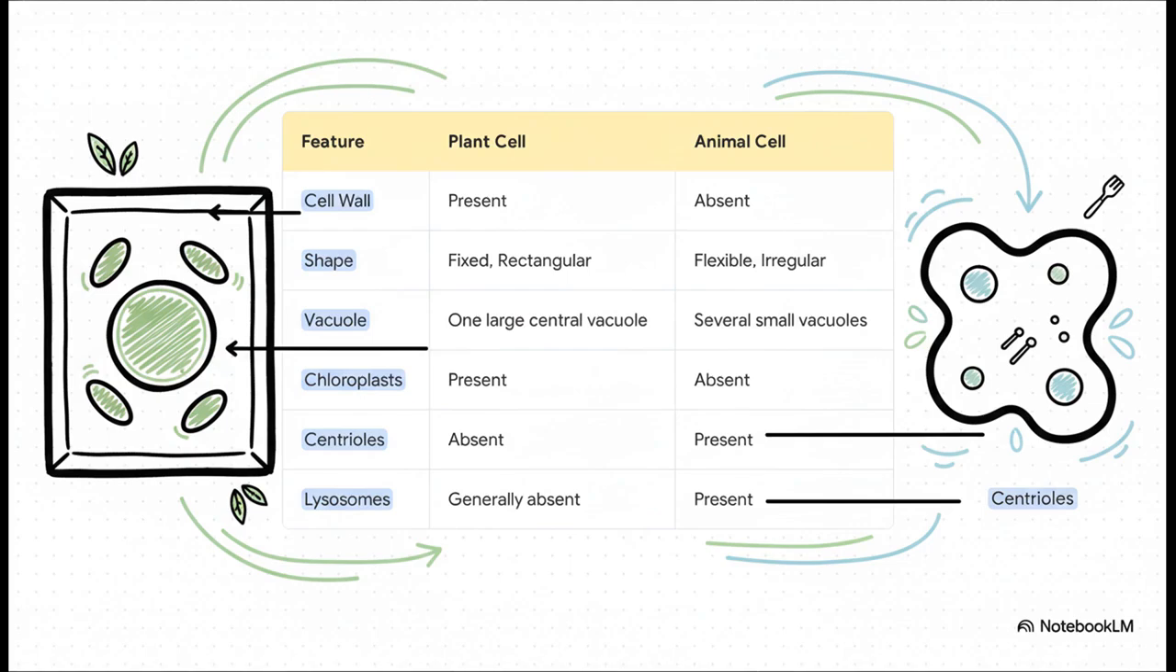Plants have a cell wall for that rigid structure, animals don't, which gives them flexibility. Plants have chloroplasts to make their own food, animals don't, because they eat other stuff. Plants have that giant central vacuole for water pressure, animals have just a few small ones, if any. And on the flip side, animals have lysosomes for cleanup and centrioles for cell division, two pieces of kit you generally won't find in the plant world.